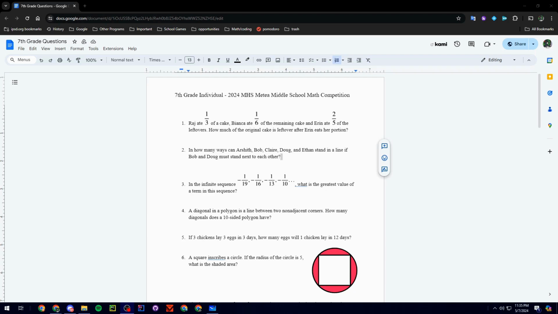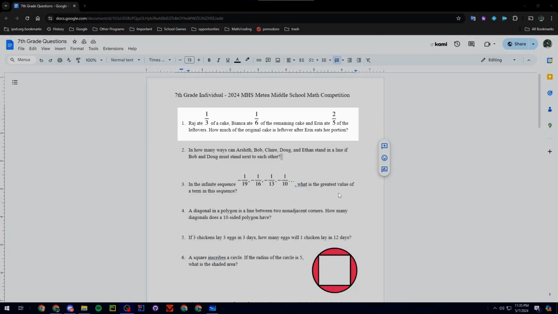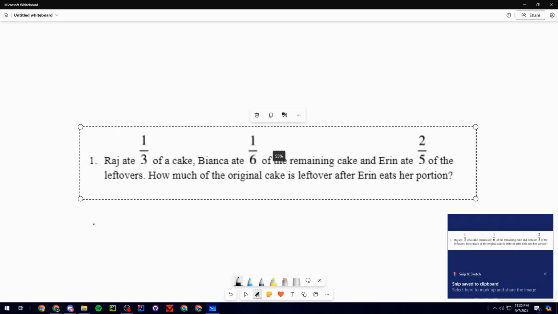Hello, these are the 7th grade individual competition solutions for the middle school Math Honor Society competition. Let's just start with the first one. So I'm just going to copy this and paste it on my whiteboard.